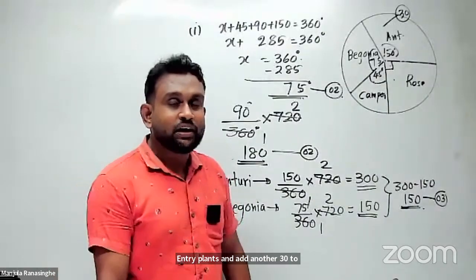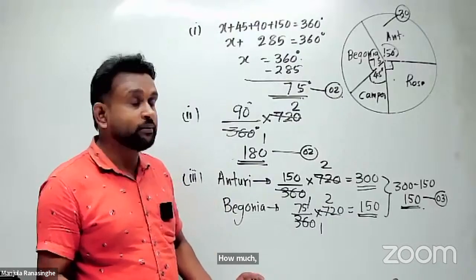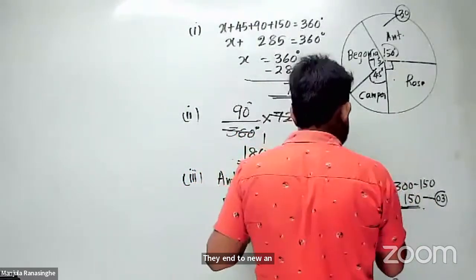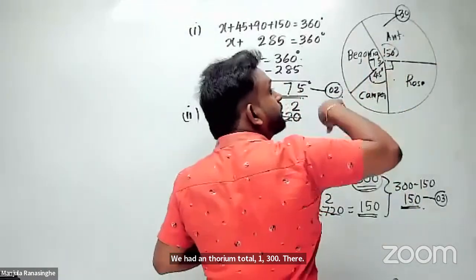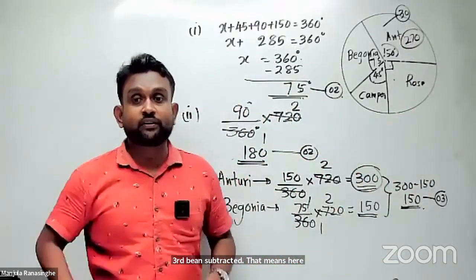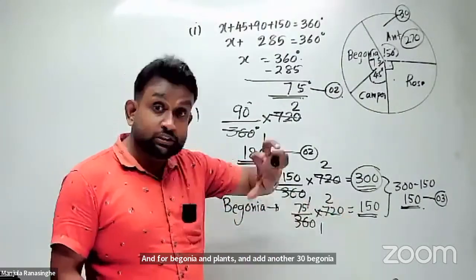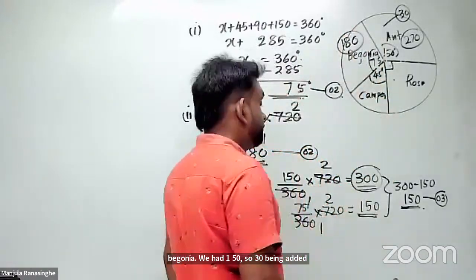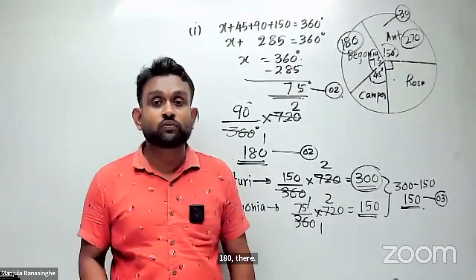Now you can check how much the new anthurium is. We had anthurium total 300 there, right? Then from 300, 30 being subtracted. That means here 270 anthuriums now. And for begonia plants, add another 30 begonia. Begonia we had 150, so 30 being added newly, then 180.